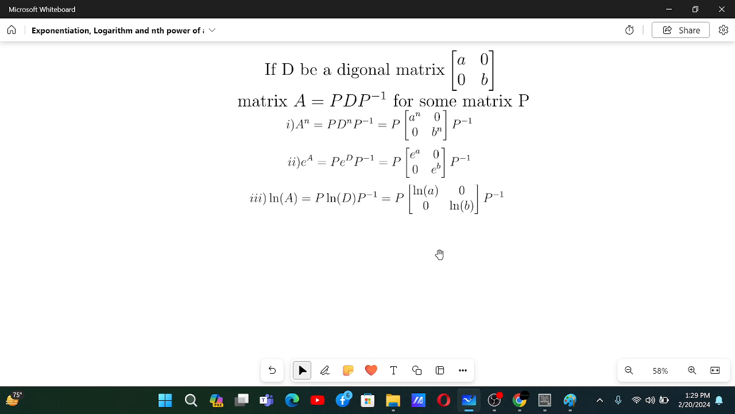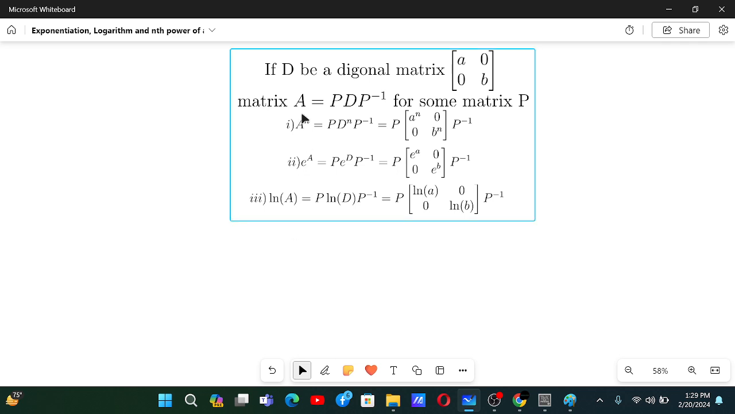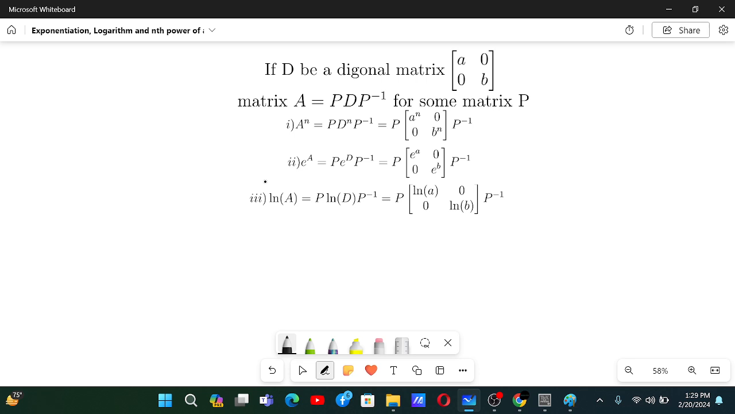Okay, so basically in this video we will try to see how do you raise a matrix to the power n, how do you exponentiate a matrix, how do you take the logarithm of a matrix and such things. Now before all of these, it's essential to know how we write a matrix in the form PDP inverse, where P is another matrix and D is a diagonal matrix. P can be any matrix, but D is a diagonal matrix in the form [a, 0; 0, b].